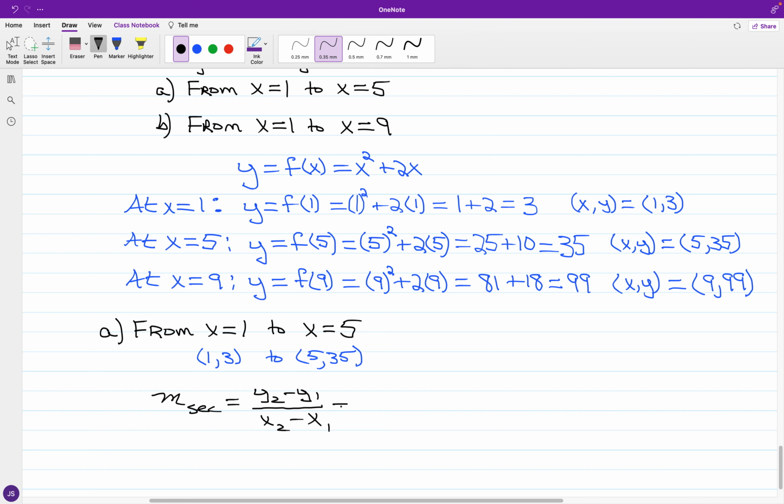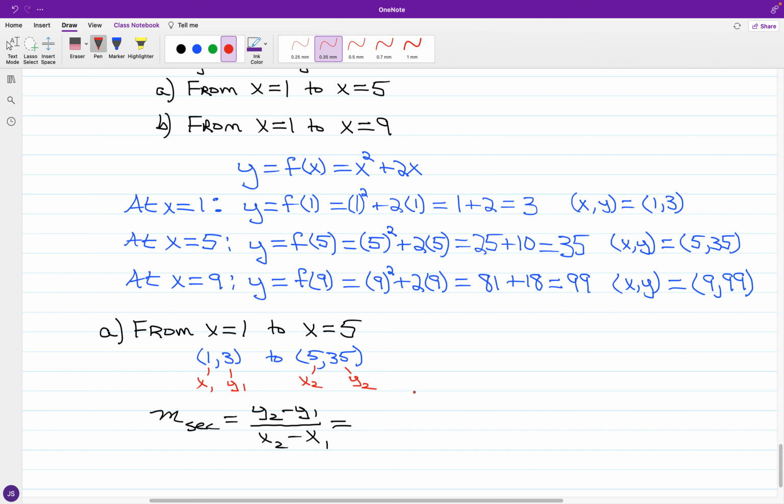So you have y2 minus y1, and then we just substitute accordingly. Let's say that 1, 3 is x1, y1, and 5, 35 will be x2, y2. Filling in the values, y2 minus y1 is 35 minus 3, and for the change in x, x2 is 5 minus x1, so 5 minus 1.